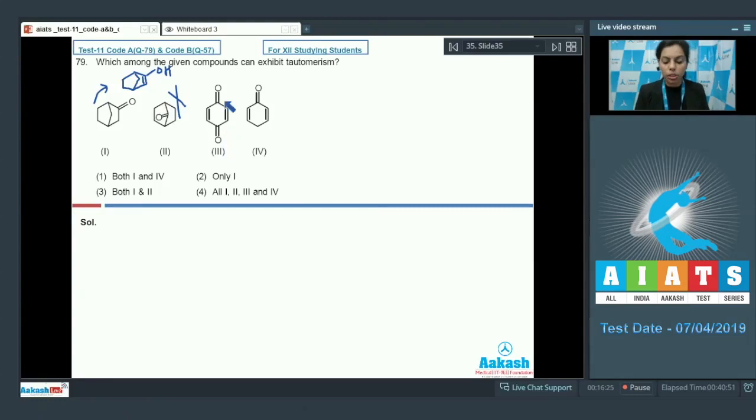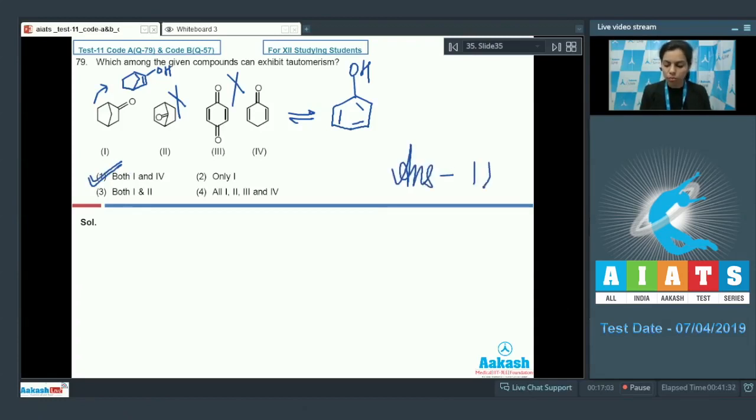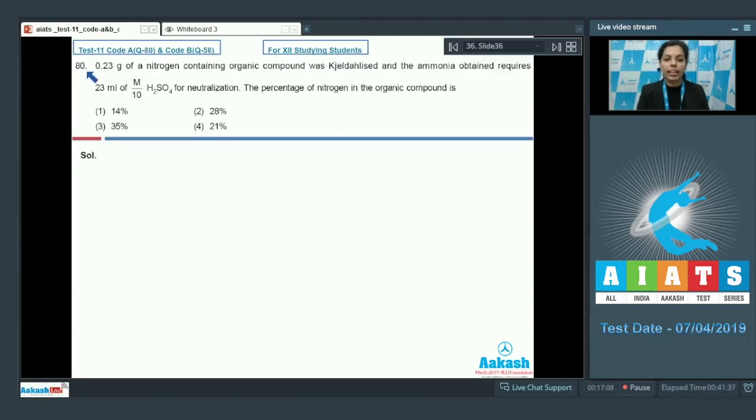Even if I talk about the third species, we have this hydroquinone here. In this case, you can clearly see that there is no hydrogen atom alpha to these carbonyl groups. That's why it cannot exhibit tautomerism. After that, the fourth compound. We have this compound and it can tautomerize to give you the phenol in this way. And if it is so, it means first and fourth are showing tautomerism. This is given in option 1, both 1 and 4. So answer for this question becomes option 1. After that, next question is waiting for you.